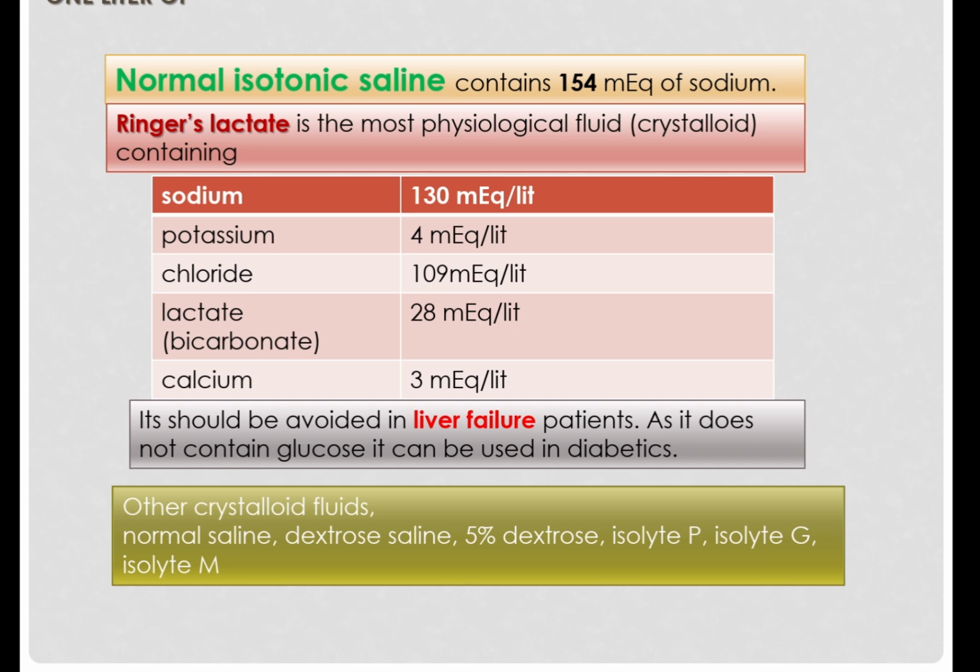It should be avoided in liver failure patients, Ringer's lactate or the normal saline. Ringer's lactate especially is avoided in liver failure patients as it does not contain glucose. It can be used in diabetes patients. So in diabetes patients we can frequently use Ringer's lactate solution, but not in liver failure patients like hepatic encephalopathy or jaundiced patients. It should not be used.